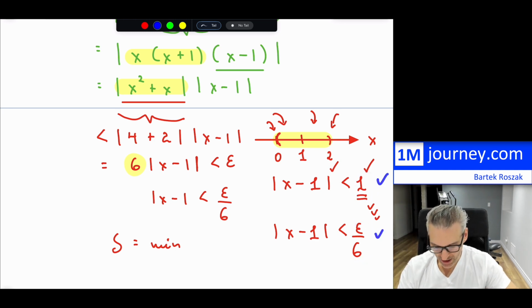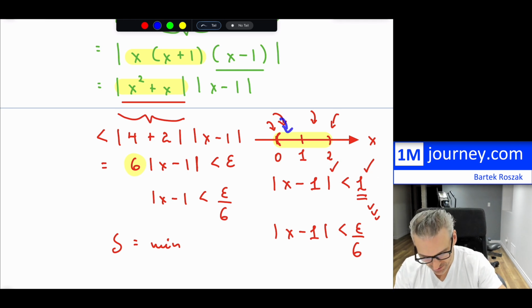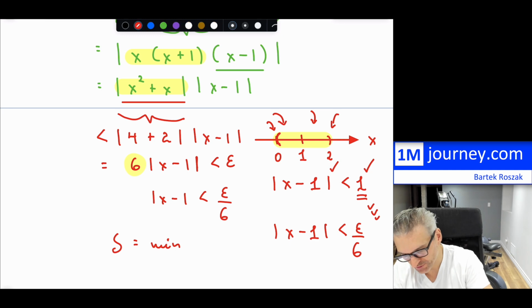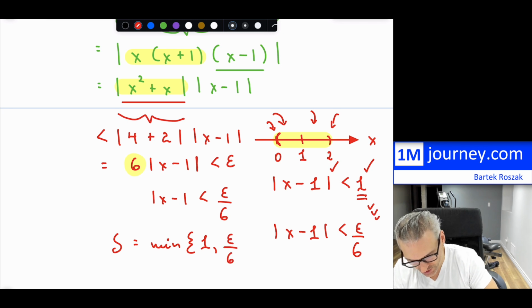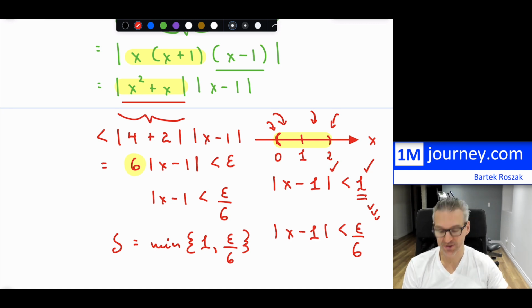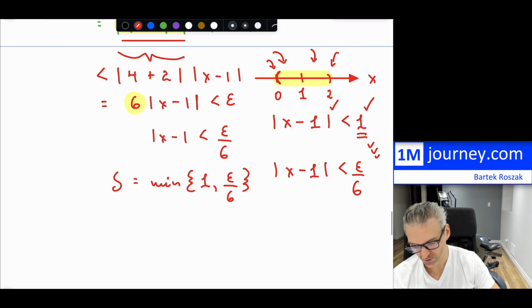So we can choose whichever one is the minimum. Now, if we are within this particular domain in here, we know that this will work, right? But because we've restricted it, we have to take the minimum, epsilon over 6. And taking the minimum always will hopefully work for us. So now we want to see if this indeed will work.